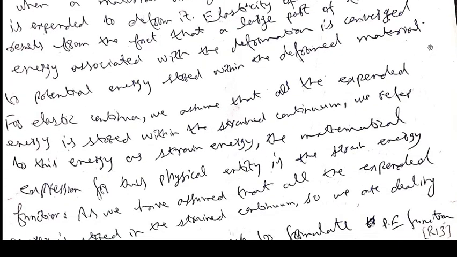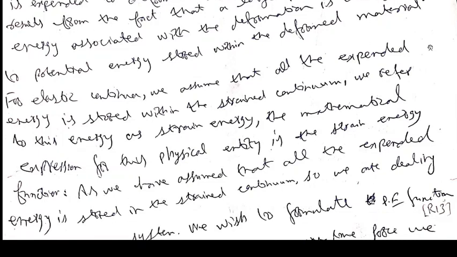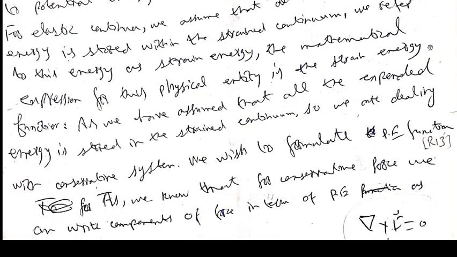Now, for elastic continua, we assume that all the expended energy is stored within the strained continuum. We refer to this energy as the strain energy, and the mathematical expression corresponding to this strain energy is called the strain energy function. This energy is basically a physical entity. As we have assumed that all the expended energy is stored within the strained continuum, it means that we are dealing with a conservative system. Now we have to formulate the expression for this strain energy.